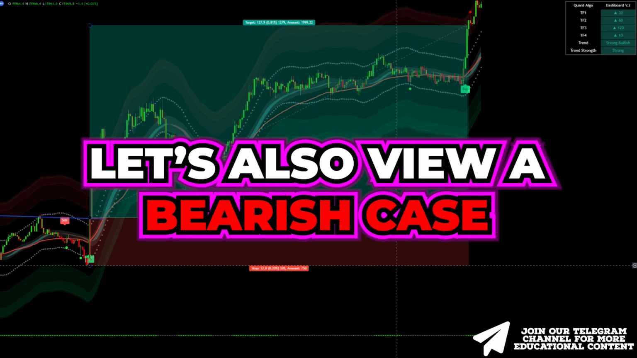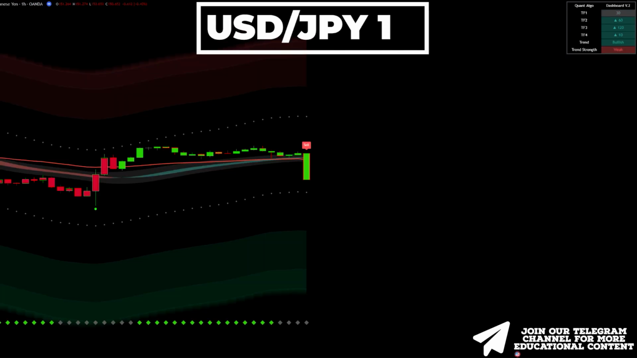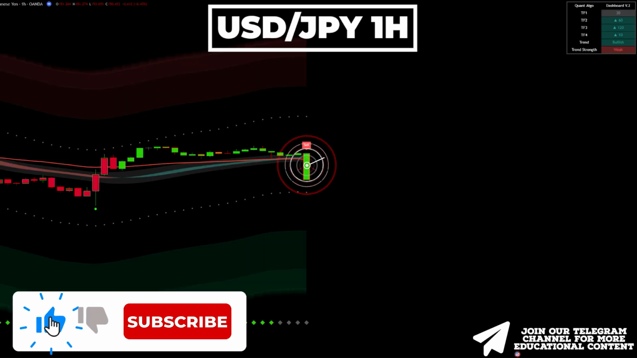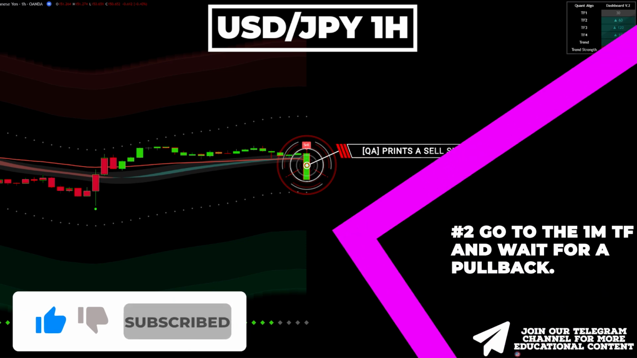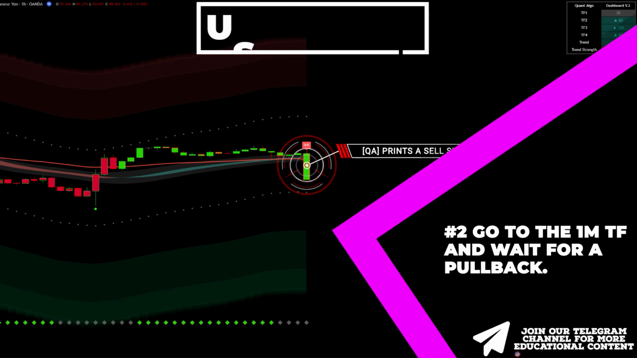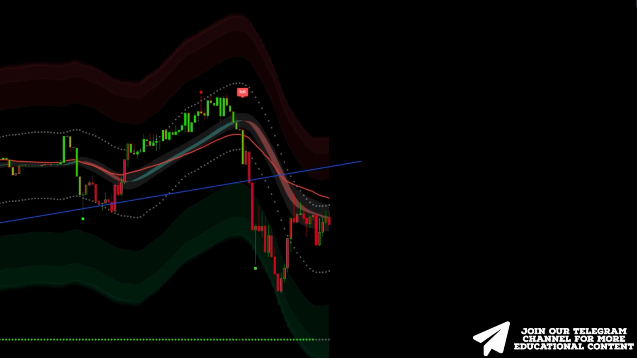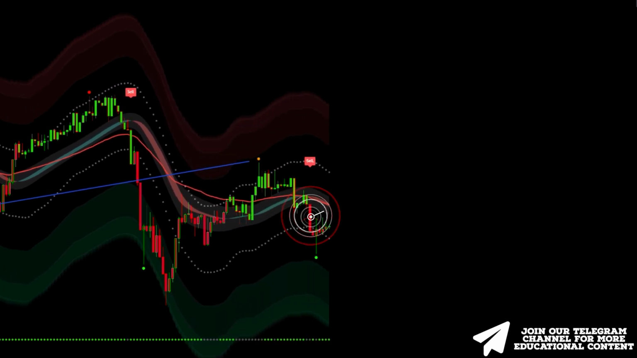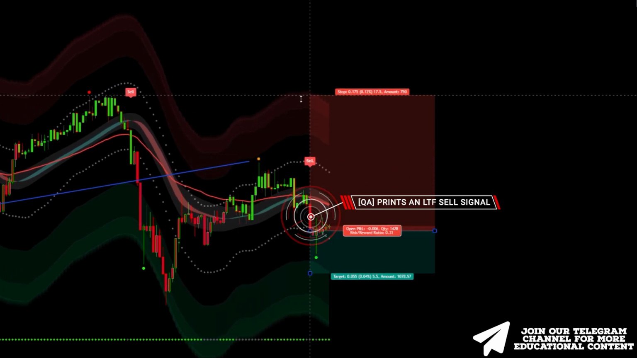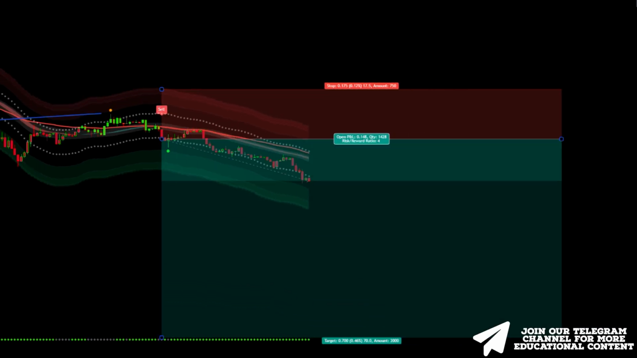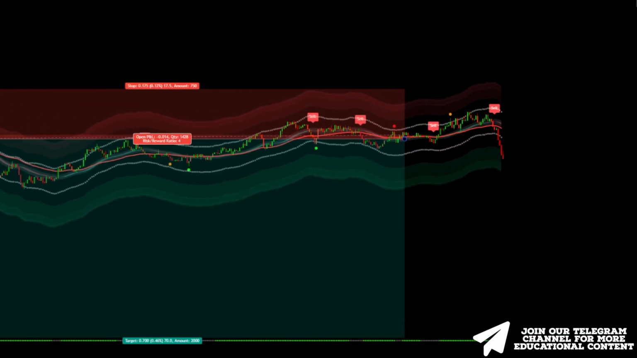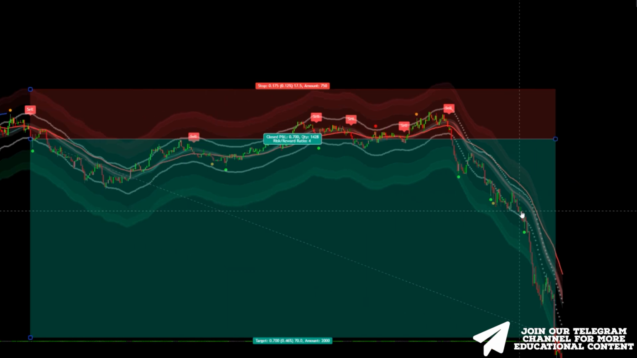Let's also view a bearish case. Here's dollar yen, a 1 hour time frame. We can see a sell signal right here. So let's go to the 1 minute time frame and wait for a pullback. We have already established a trend line, and more importantly, the price breaks it right here. Our next step is to wait for a sell signal, and here it is. We set a stop above the recent high and target the same RR ratio. And boom, take profit smashed.